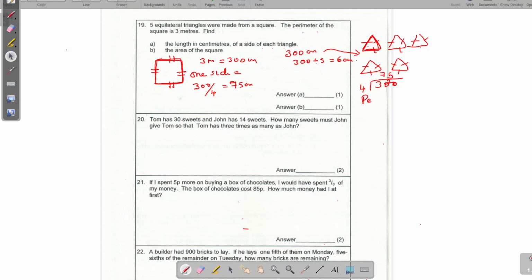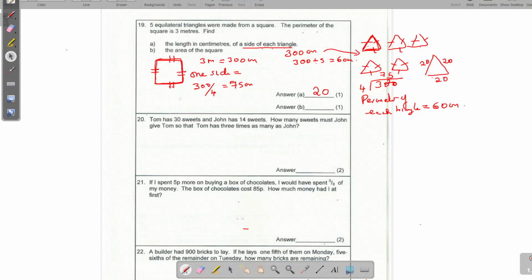So the perimeter of each triangle is 60 centimeters. So in a triangle, each side is equal. Altogether 60 centimeters means each side is 20 centimeters. The question is asking a side of each triangle, which is 20 centimeters. Now we are going to work out the area.